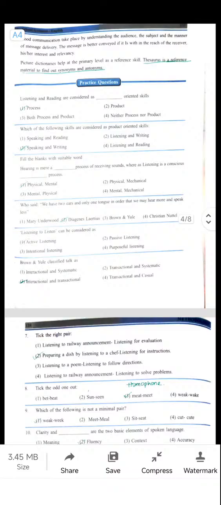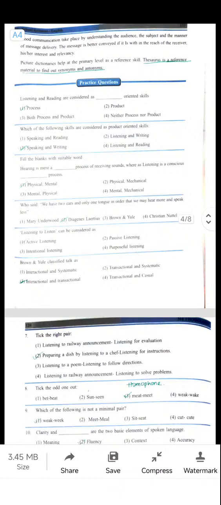And the fifth question: listening to listen can be considered as, I already told you, active listening, passive listening, intentional listening, and purposeful listening. What is the listening here? Active listening. Brown and Yule classify talk as, a very simple question, interactional and transactional. That is the correct answer.